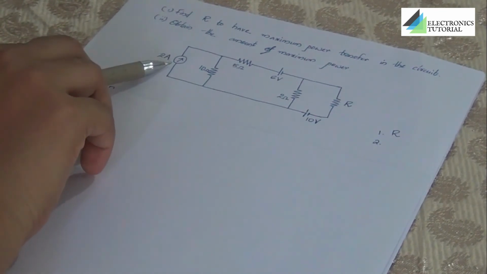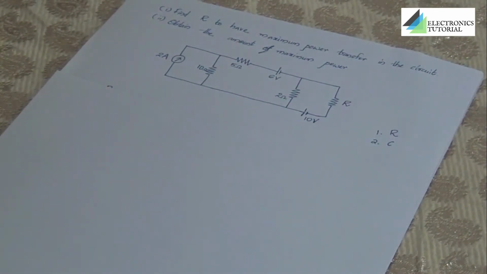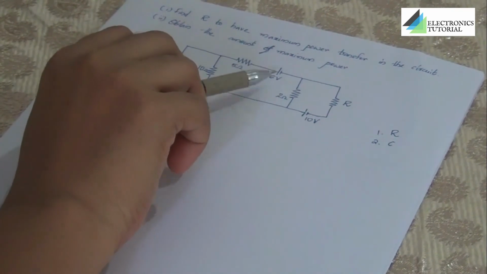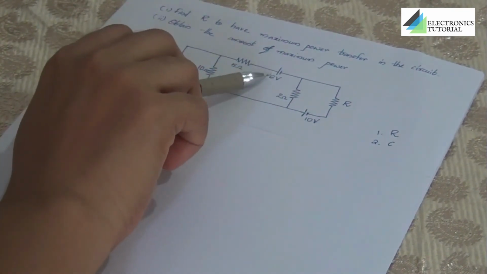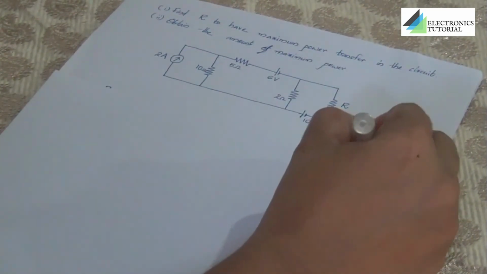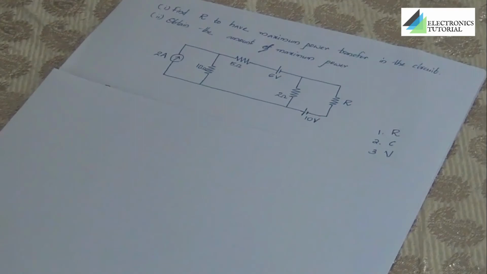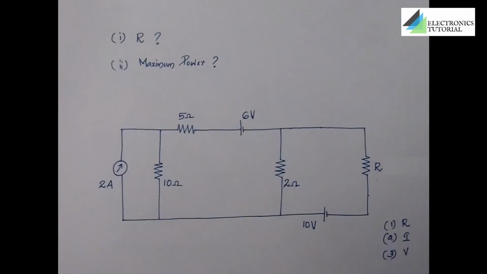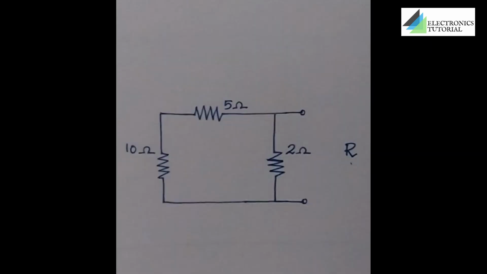Here we are having a current source, so it should be replaced with an open circuit, and we have two voltage sources over here, so these should be replaced by short circuits. I repeat, the load resistor should be open circuited, the current source has to be open circuited, and the voltage sources should be short circuited. After completing these steps, we'll be getting a simplified circuit with only 3 resistors in it.